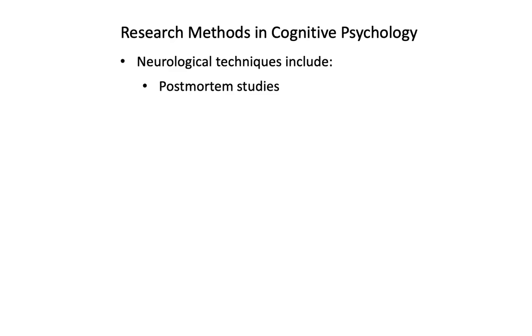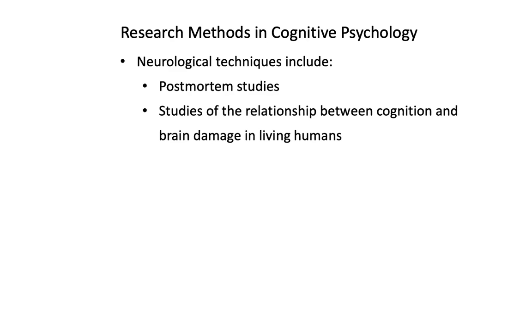Okay, and so in addition to post-mortem studies, we are also able to study living humans to look at the relationship between cognition and the brain. And we can do this by examining the outcomes in people who have suffered some kind of brain damage. So a famous example is Phineas Gage. Does anybody recognize that name?